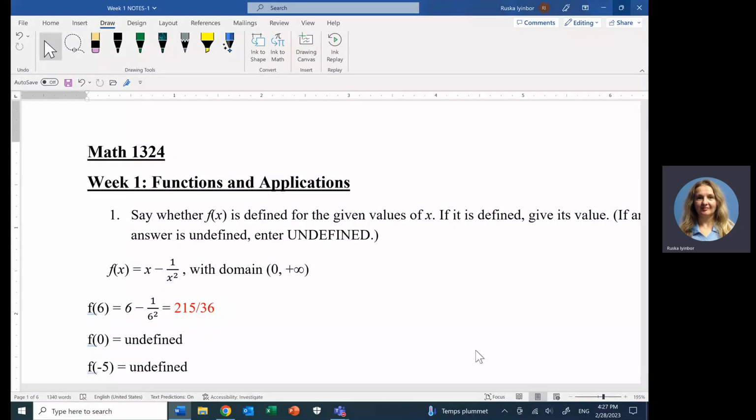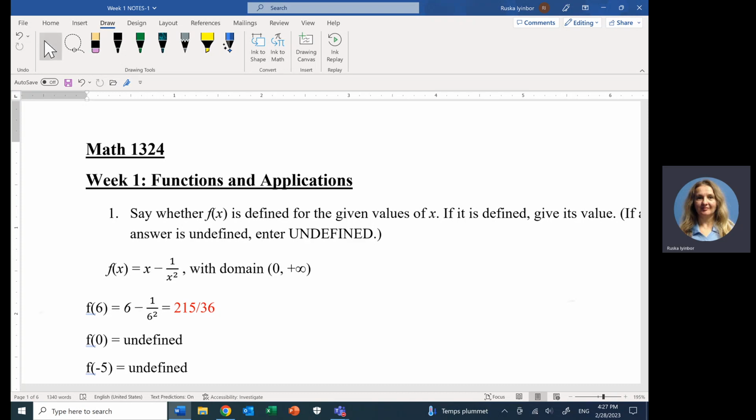The lecture for week 1 in Math 1324 class. In week 1, we're going to review from college algebra, and the material we're going to cover is about functions and applications in functions. Some of those questions have the solutions, but I'm going to explain everything.